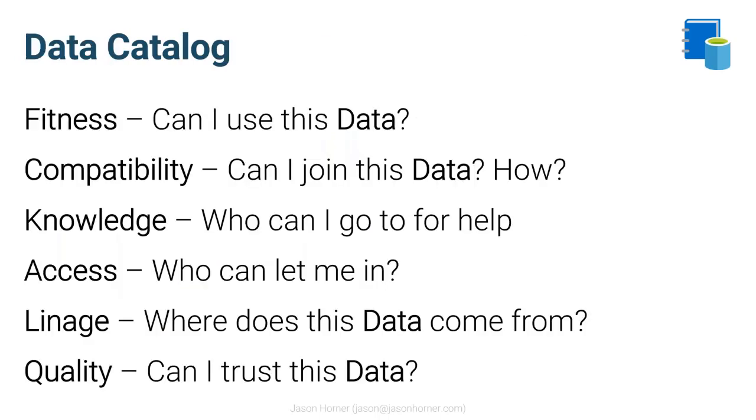The data catalog really solves these 6 challenges. So fitness, can I use the data? Is it fit for purpose? Compatibility, how do I join this data, right? Can I join it? Knowledge, who can I go to? Who are the experts about this data set? Access, who can let me get into the data, right? Lineage, where does the data come from? I obviously would spell lineage correctly if I were to go look at my slides again. And then quality, can I trust the data? What's the veracity of it, right? So data catalog is solving all these challenges for us, hopefully. So key takeaway from this is have a data catalog if you're going to have a data lake.